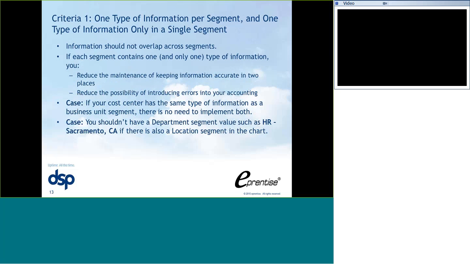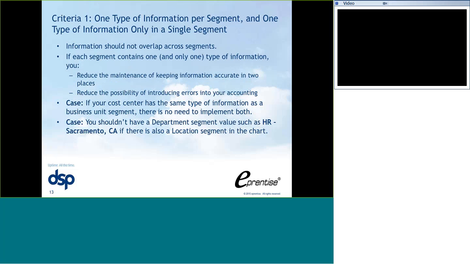So let's go through each of these, and I'll give you some examples and go through why this is important. One type of information per segment and one type of information only in a single segment. For those of you who are database designers, relational database, this is normalized. And information should not overlap across segments. So if each segment contains one and only one type of information, you reduce the maintenance of keeping information in multiple places and reduce the possibility of introducing errors into your accounting.